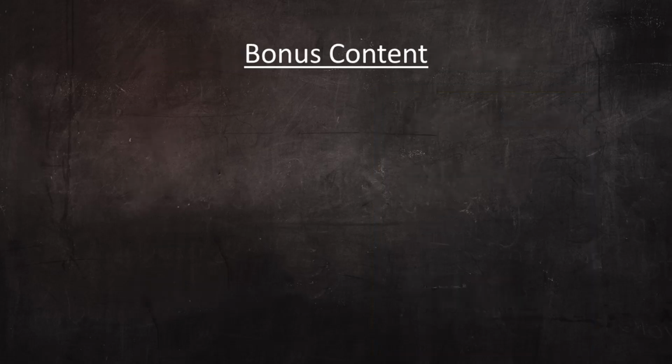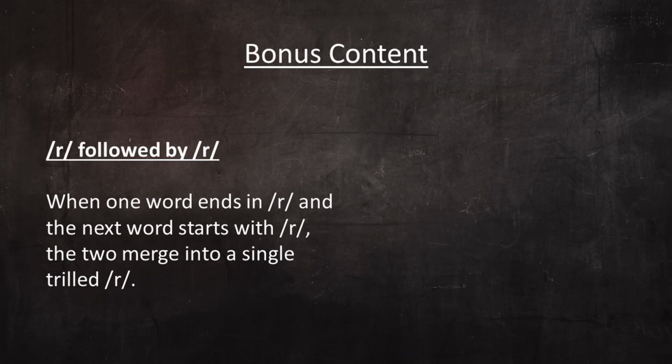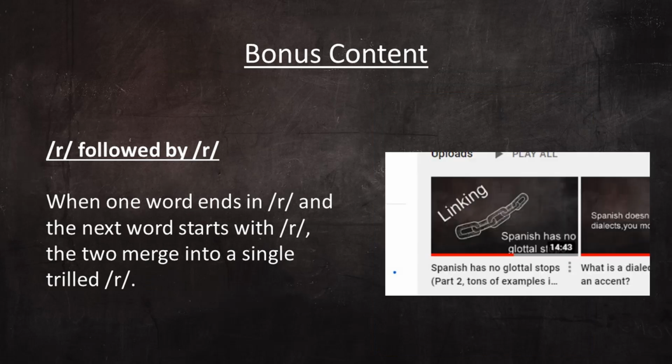Okay, here's a little bonus content and then we'll wrap this up. When one word ends in an R and the following word starts with an R, in normal natural speech the two R's merge into a single trilled R. You can hear examples of this in my video on linking.